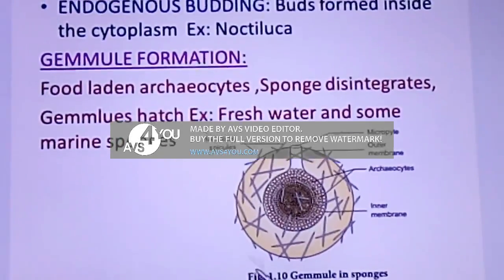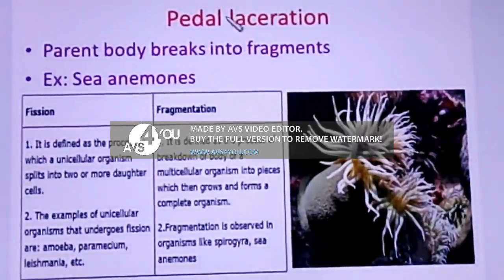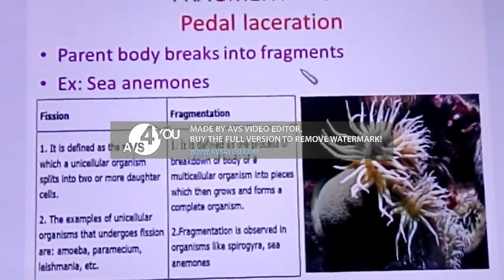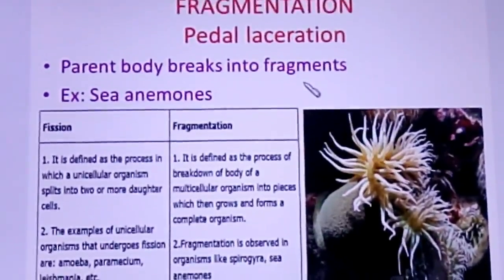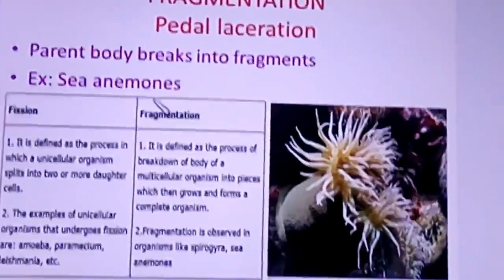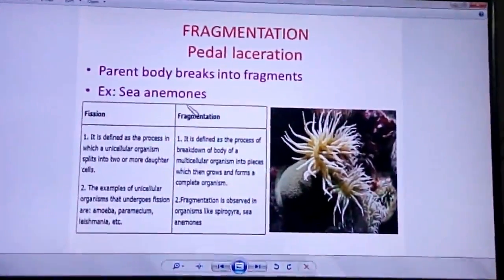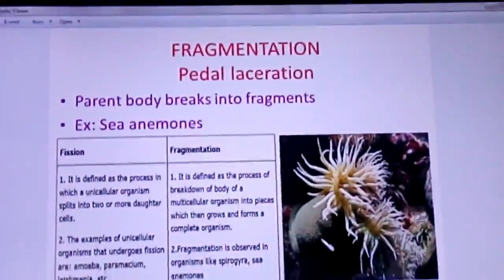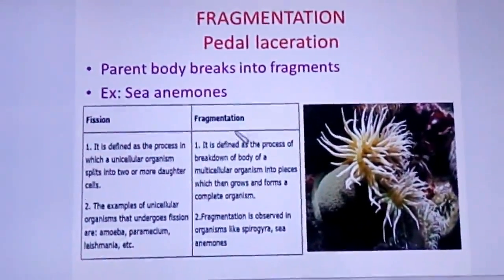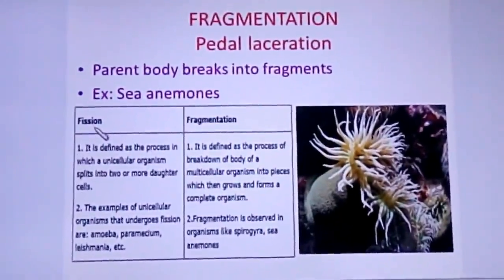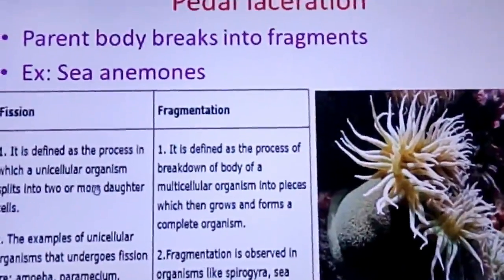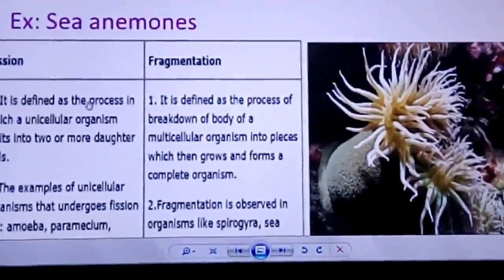Next one is fragmentation. Fragmentation is where the parent body breaks into fragments and each fragment develops into a new organism. This is well seen in sea anemones. You can say it is like cutting into two halves, similar to fission. But we should know the difference between fission and fragmentation. Fission is defined as the process in which a unicellular organism splits into two or more daughter cells. That is the main difference.